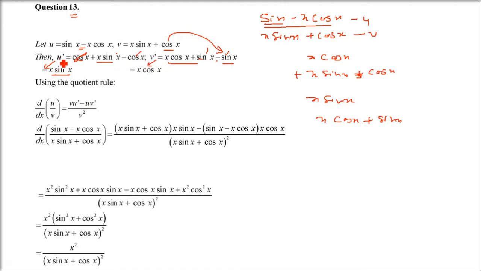Right? Now we'll use the formula, the quotient rule basically. So we'll multiply v with u dash and u with v dash and subtract them. So now we will multiply each term and the denominator will be v square. This v square will remain till the end.